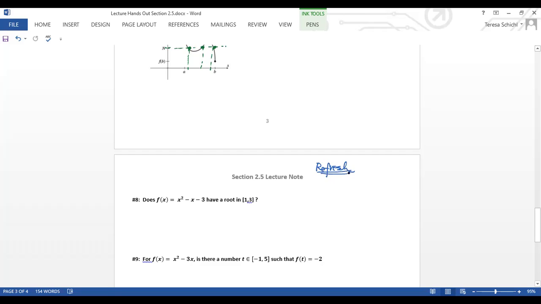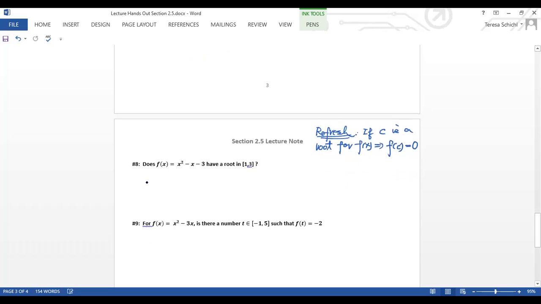What do roots mean? If c is a root for f of x, what does that mean? That means if you put the c in there, it will give you zero, right? Okay, so now how do I use the intermediate value theorem to see whether there is a root or not? The intermediate value theorem first says the function has to be continuous. So I know this one is continuous, why?